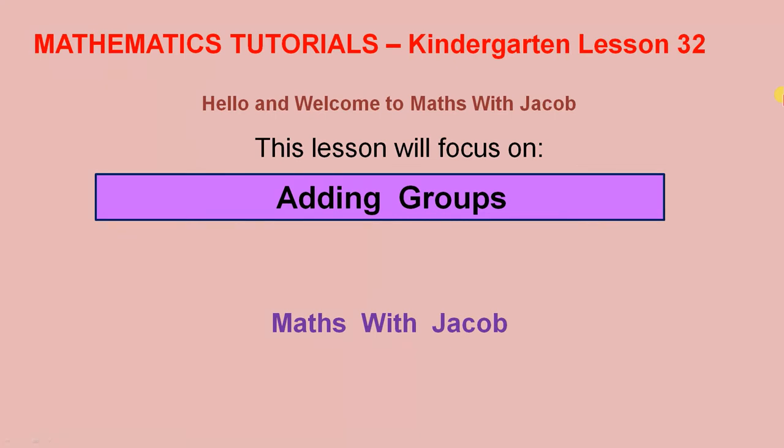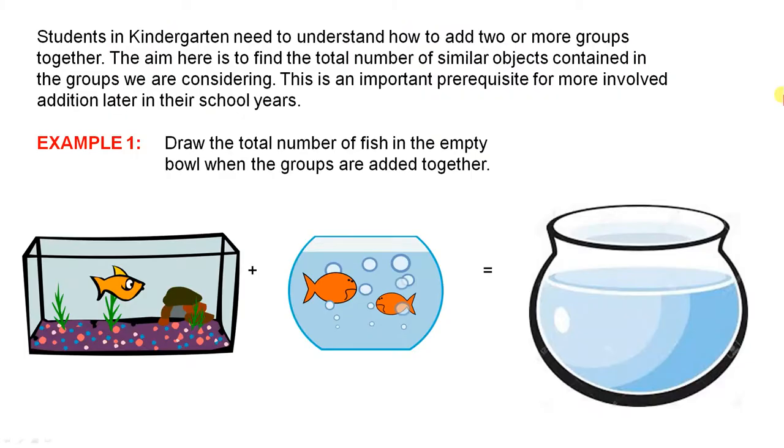This lesson will focus on adding groups. Students in kindergarten need to understand how to add two or more groups together. The aim here is to find the total number of similar objects contained in the groups we are considering. This is an important prerequisite for more involved addition later in their school years.